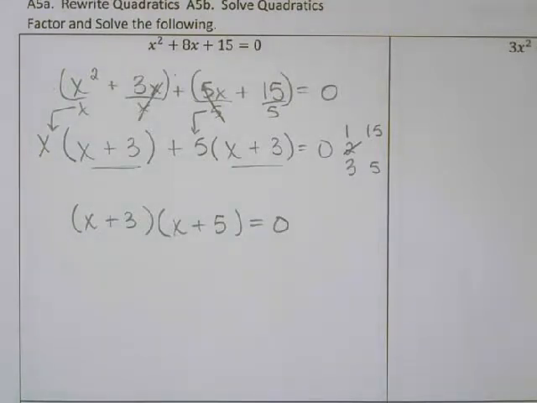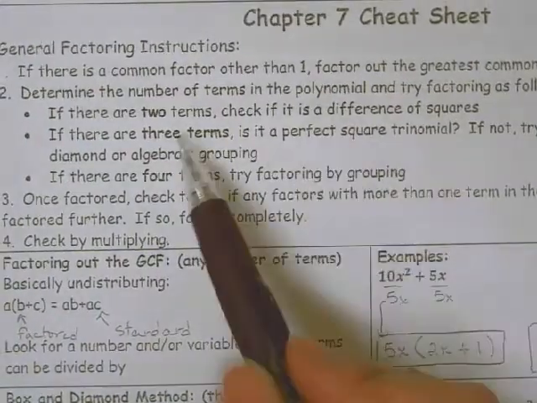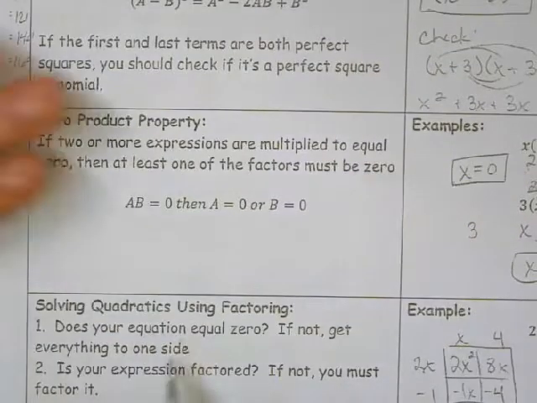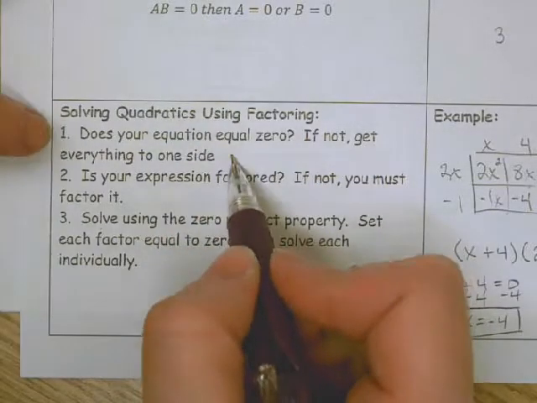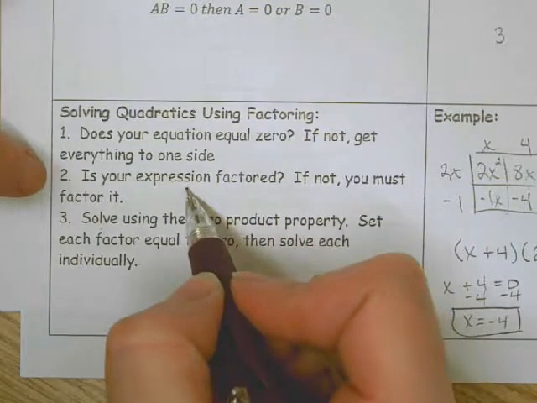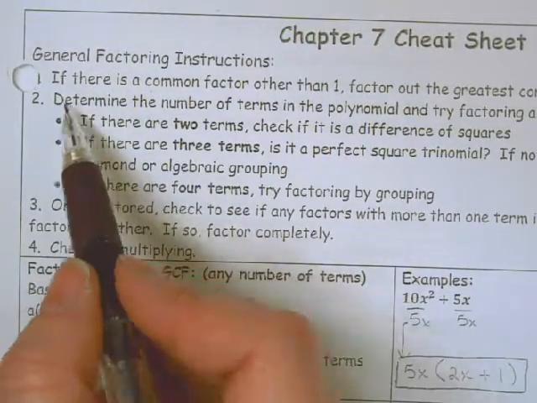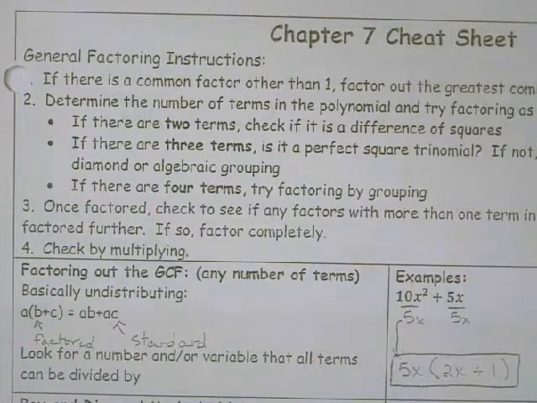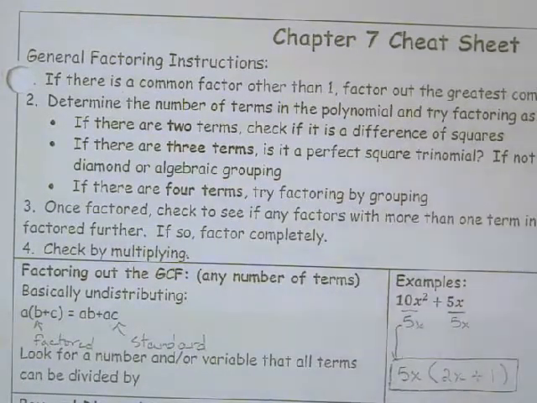So when it comes to using the cheat sheet that you were given, this is always going to be, just kidding, backside, solving quadratics using factoring. Where you're going to start with this is asking, does your equation equal 0? If not, get everything to one side. Is your expression factored? And if not, you must factor it. And from there, you're going to start back up at the top on the front side. The place where you start with that is if there is a common factor other than 1, factor out the greatest common factor, or GCF.